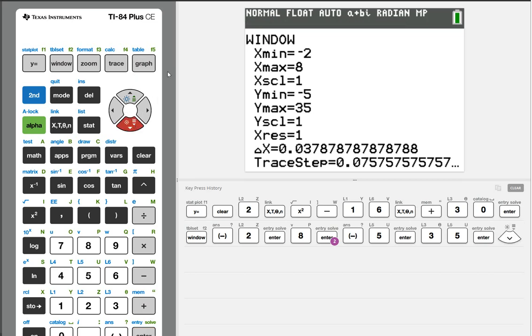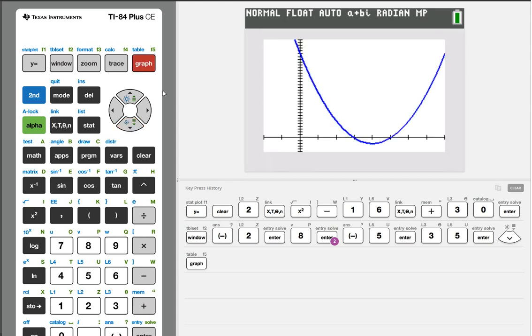So one last look at these settings. When you're ready, hit the graph key. And bam, looks like that. Pretty good. Now, there is something a little bit bothersome on the y-axis. This looks a little bit busy here, doesn't it? Yeah. So let's clean that up a little bit.